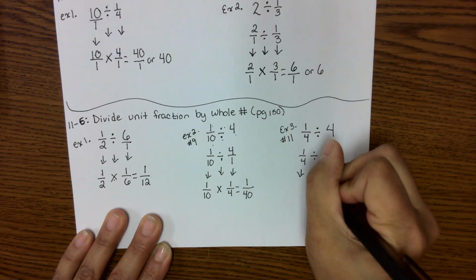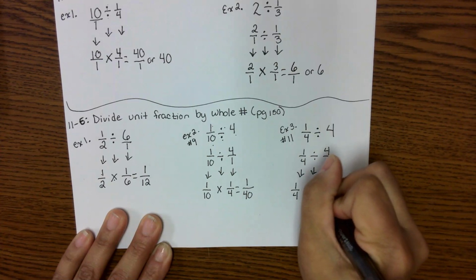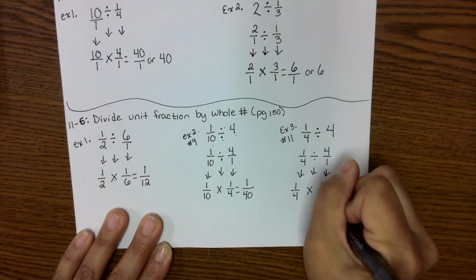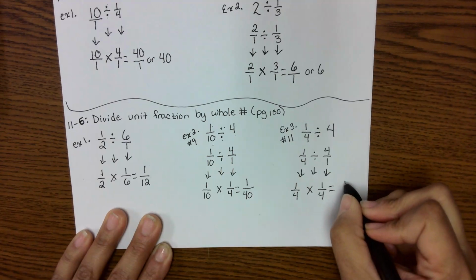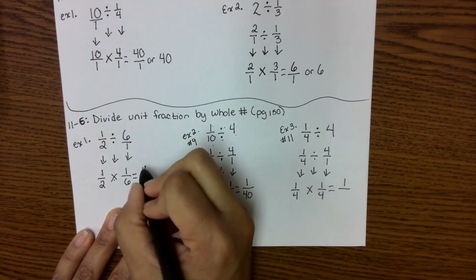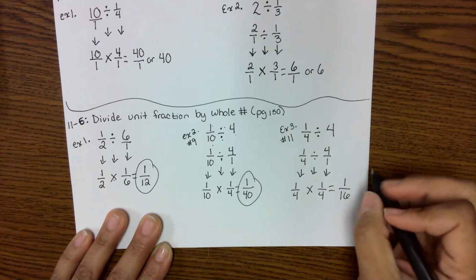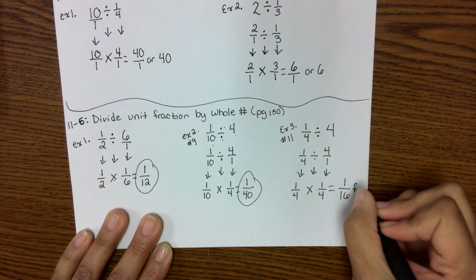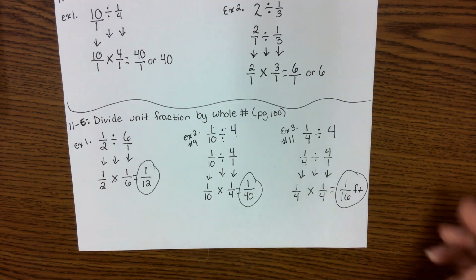Now, since we're dividing by fractions, we need to do our rule. Keep, change, flip. Now we can solve. 1 times 1 is what? 4 times 4 is what? So each section is 1/16 of a foot. How many of you got that right? Good job.